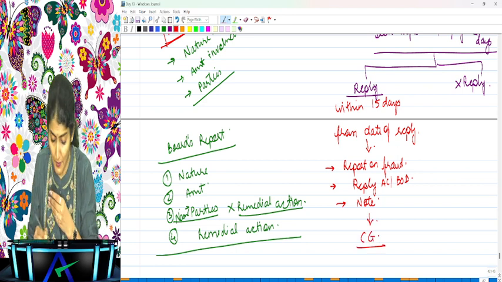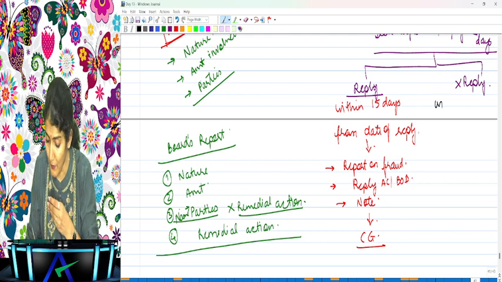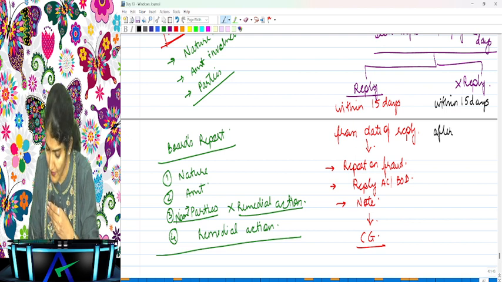And if they don't reply, then what does it say? Within 15 days after the expiry of the 45 days. Now what does it say? You report the fraud to the CG.